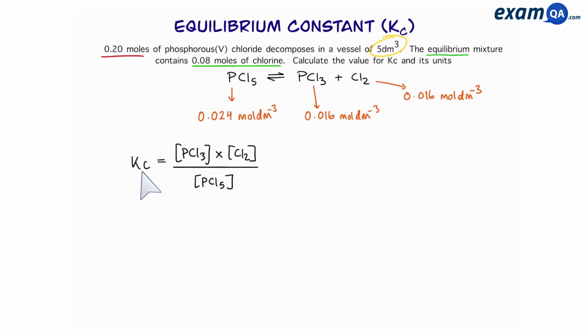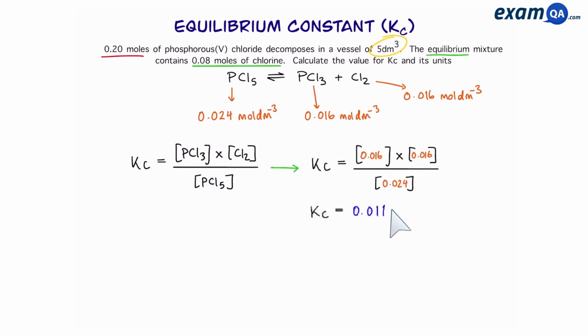So our Kc expression is going to look like this. The products are going to be on top, and the reactants are going to be at the bottom. There's going to be no powers involved because the whole reaction is a 1:1:1. Next, we're going to plug in the numbers that we worked out, and then that should give us a value of 0.011. Okay, so we've worked out the value for Kc. We can see that it's less than 1, so that means this reaction will have a position towards the left.